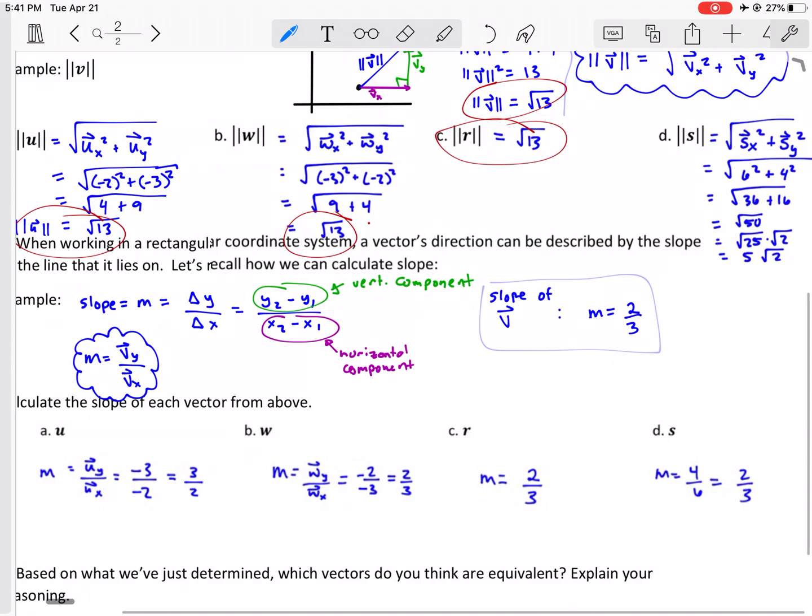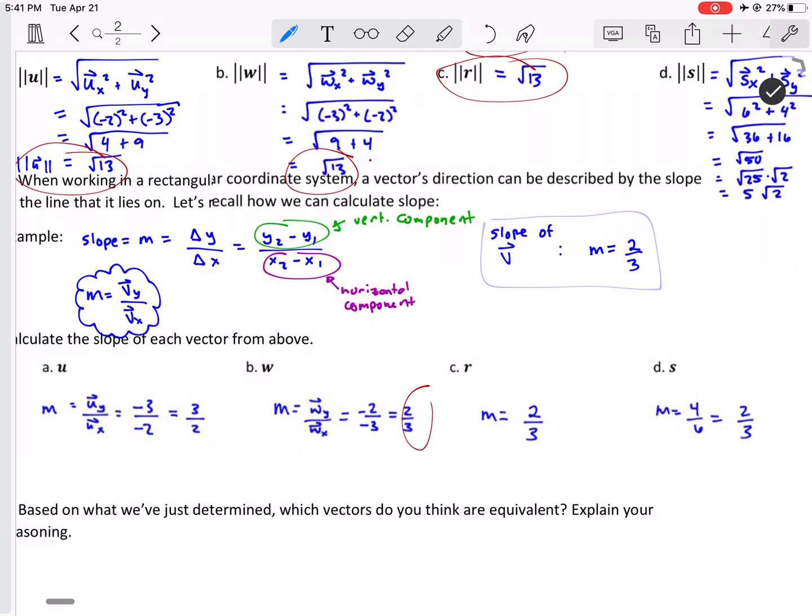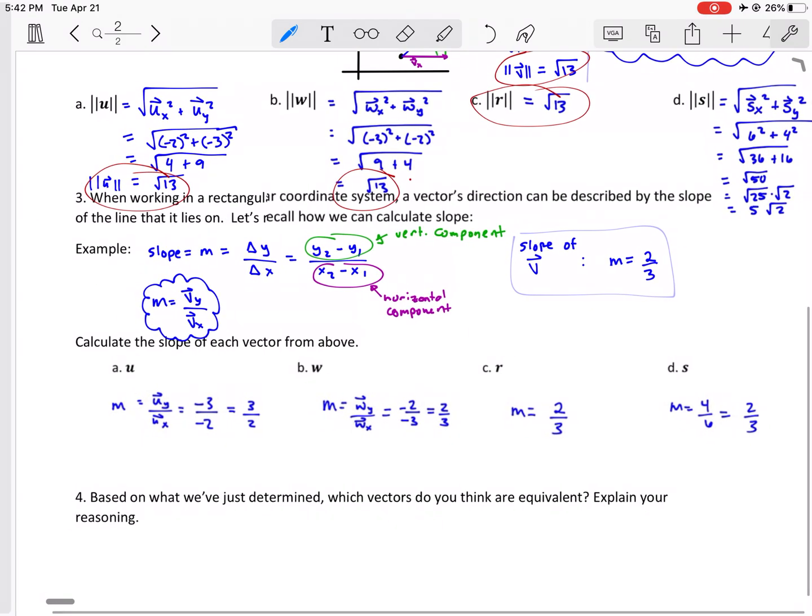Well, look at the slopes. U had a slope of 3 over 2. It's the only one to have a slope of 3 over 2, so it can't be equivalent to the others. It had a different slope entirely. It's going in a different direction. V, W, R, and S all had slopes of 2 over 3. S had a different magnitude, so we can automatically ignore that. But right now we see that V, W, and R all had the same slope and magnitude.